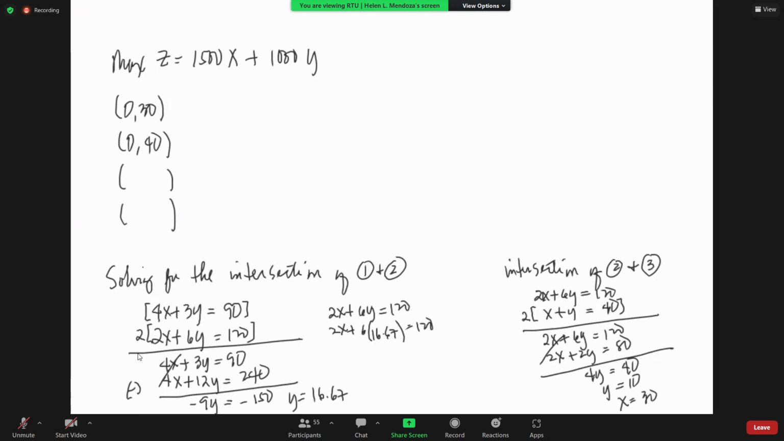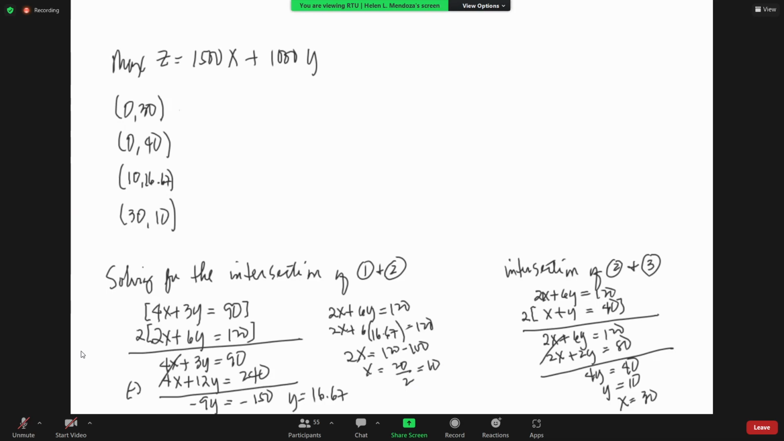2x is 120 minus 100. X is 20 divided by 2. So this is 10. So we have 10 and 16.67, and also we have 30 and 10. Is this correct? Did we not make a mistake?